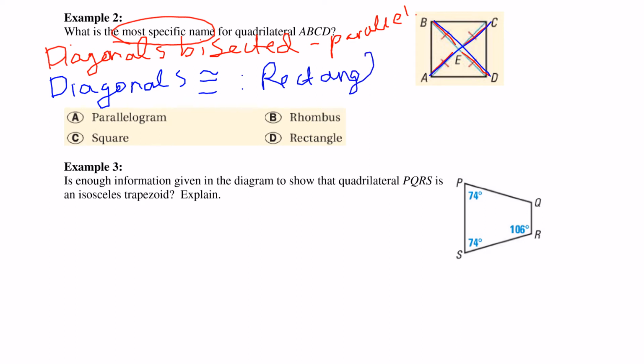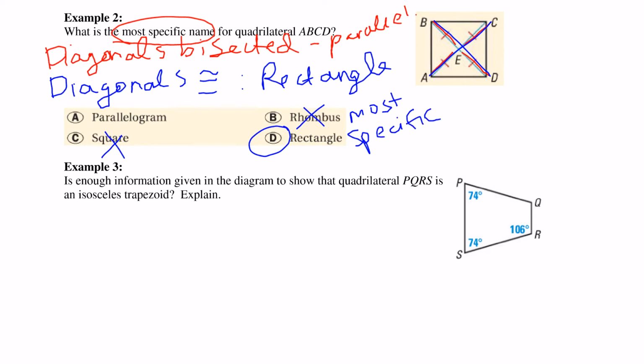We cannot say it's a square because we don't have right angles and we don't know anything about the four sides. We don't know anything about a rhombus because we don't know anything about the four sides. So the most specific name that we've got is a rectangle.